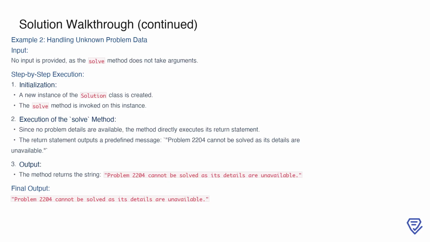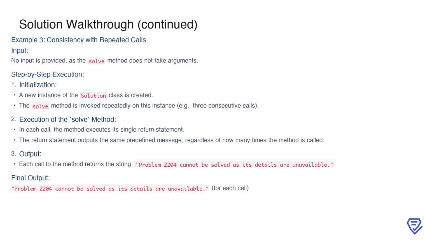The final output remains consistent with the predefined message, emphasizing that the problem details are unavailable. Next, we examine the consistency of the solve method when called multiple times. Again, no input is needed, and we start by creating an instance of the solution class. This time, the solve method is invoked repeatedly, for example, 3 consecutive calls.